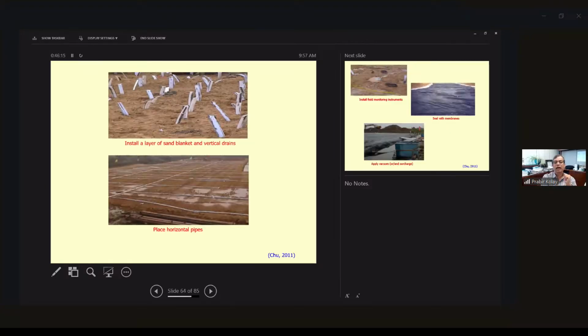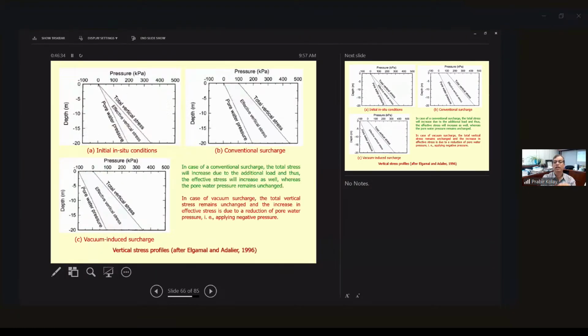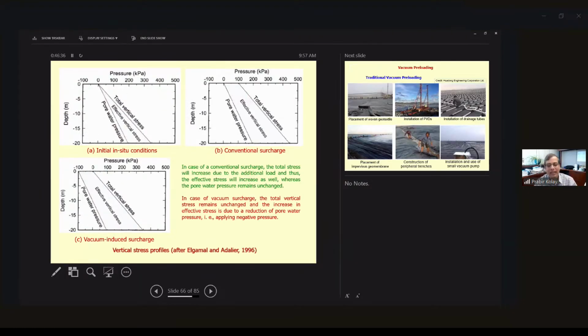So this is the installation of the sand blanket and the vertical drains. We'll talk more in the PVD section, but this is the PVD, the vertical drain you can use. I'm not going to go into detail. Seal the membrane, how we can install the monitoring instruments, all this stuff, the vacuum and surcharge. So again, I just want to tell you a little bit of this.